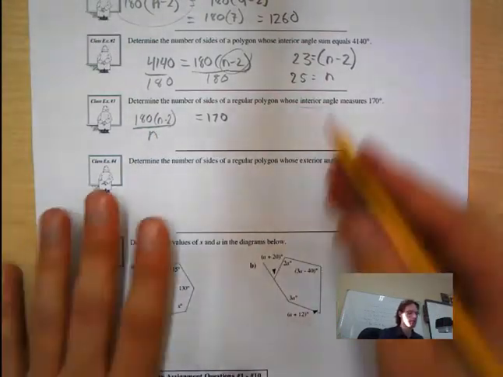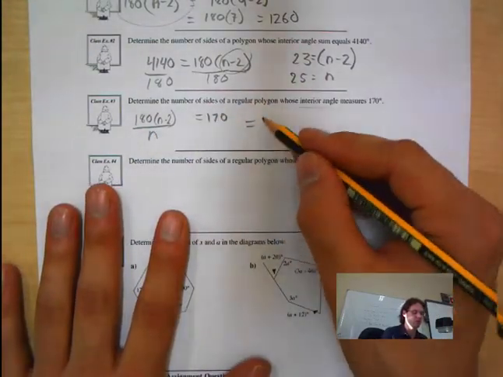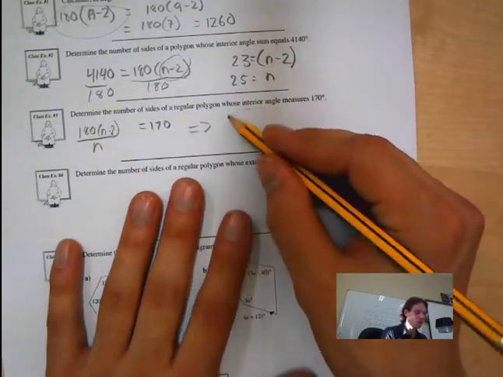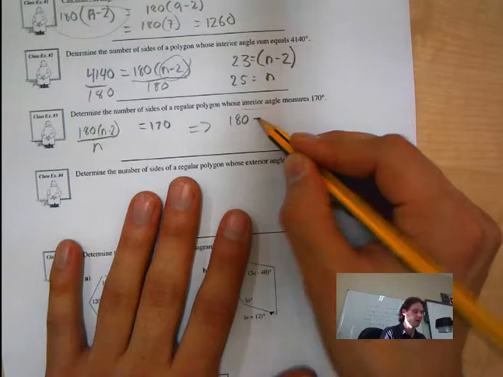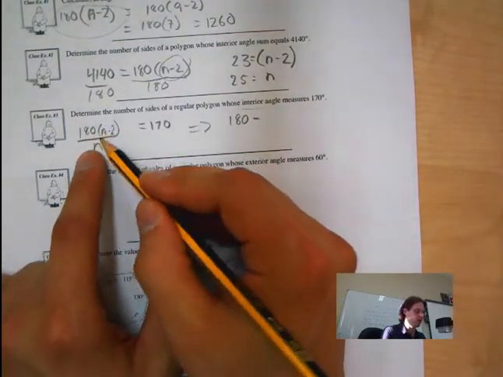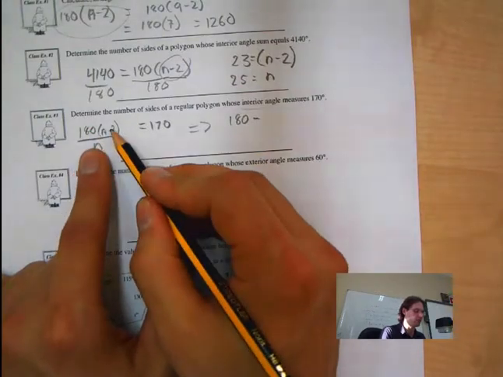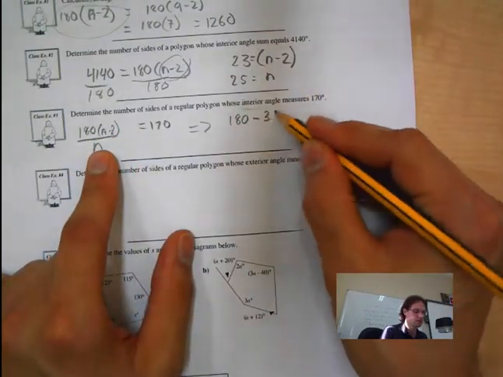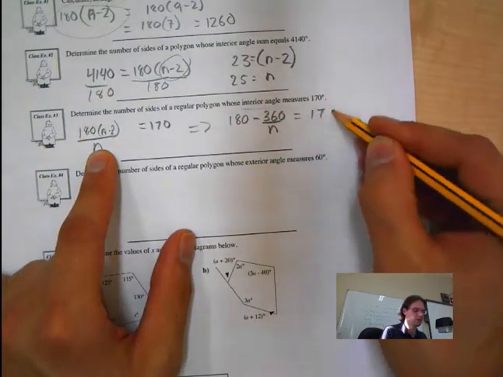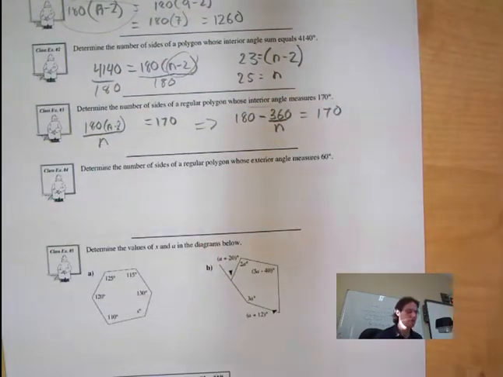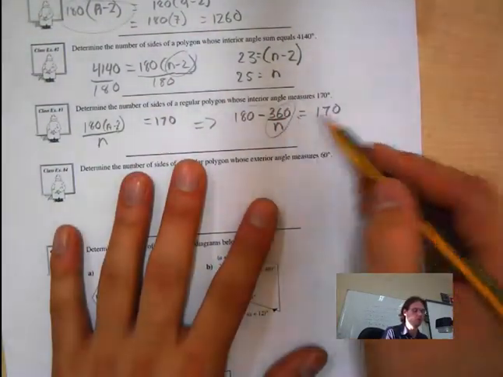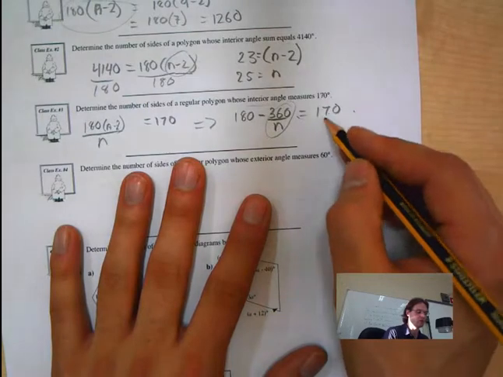Okay? So if I multiply this out, I'm just going to simplify it over here. I am going to end up getting 180 minus, because 180n, and then n divided by n, and then we have 360 divided by n. Okay, and that's all equal to 170. So now we have to isolate for n. So first of all, what I'm going to do is I'm going to put this on this side. So I'm going to switch these two around.